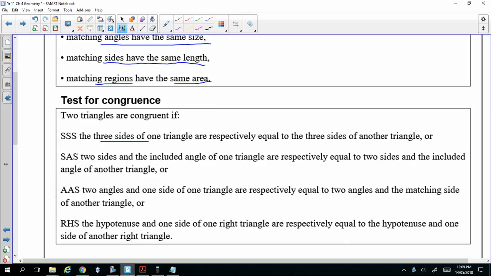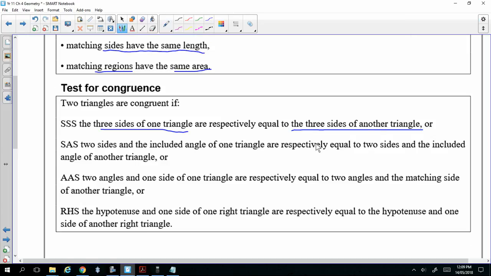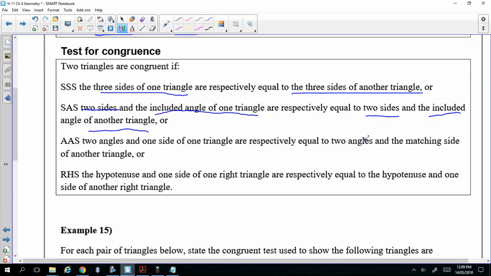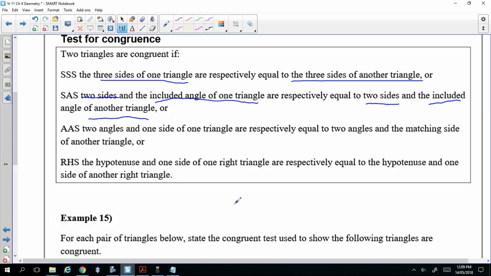SSS means all 3 sides of one triangle are respectively equal to the 3 sides of the other triangle. That's SSS. SAS means 2 sides and the included angle of one triangle are respectively equal to the 2 sides and the included angle of the other triangle. AAS means 2 angles are equal, 1 side is equal. RHS means the right angle, hypotenuse, the H has to involve the hypotenuse, is equal to the hypotenuse of the other triangle, and 1 side is equal to the other side of both right angle triangles. Okay, so these are the 4 tests.